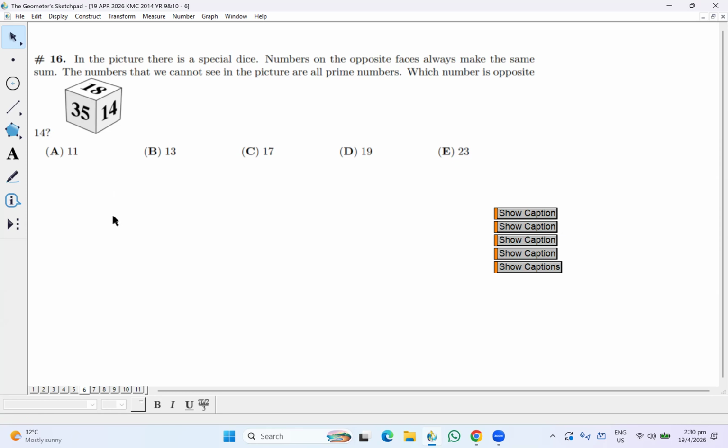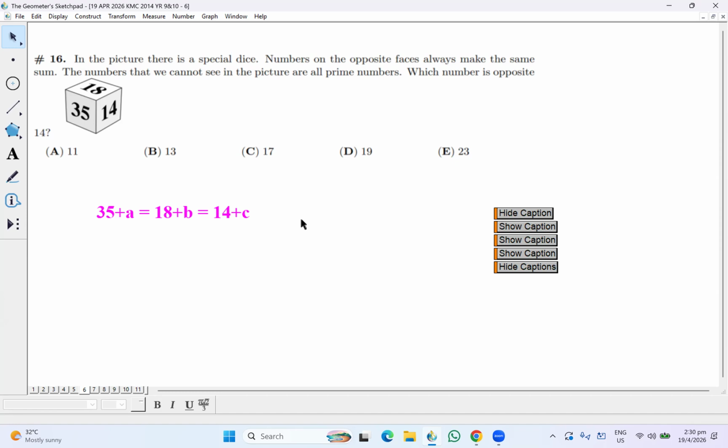So we just let the numbers that we cannot see be A, B, C. So 35 is opposite to A, 35 plus A. 18 to the bottom is B. 14, the other side is C, 14 plus C. That is what the question says. They must have the same sum.